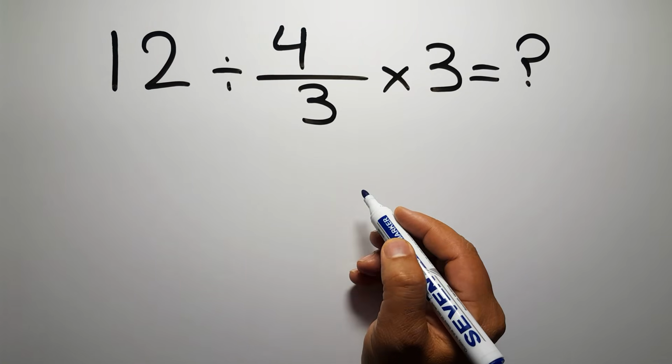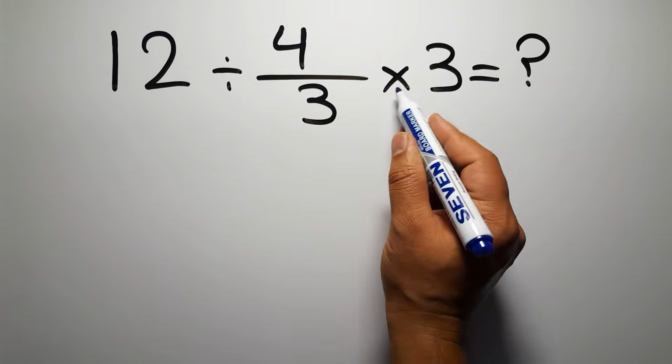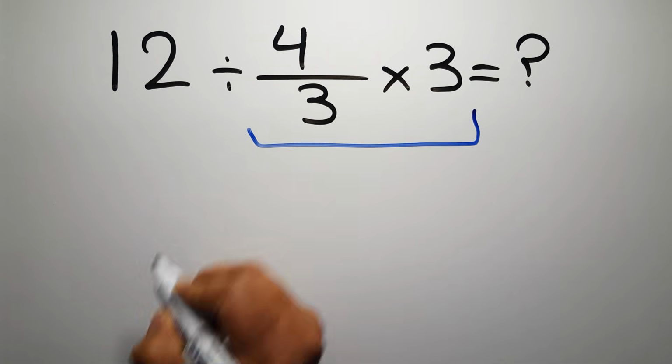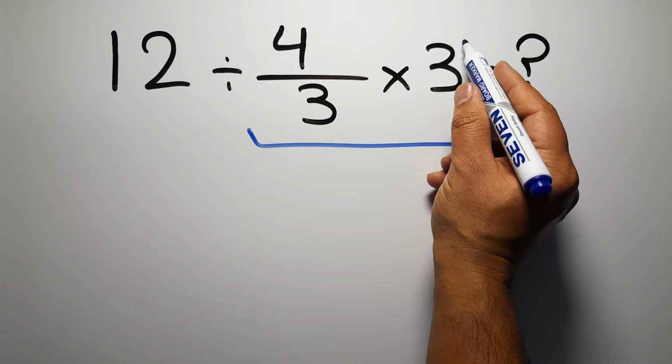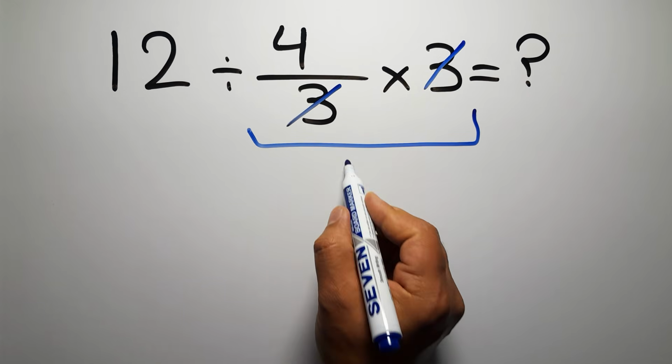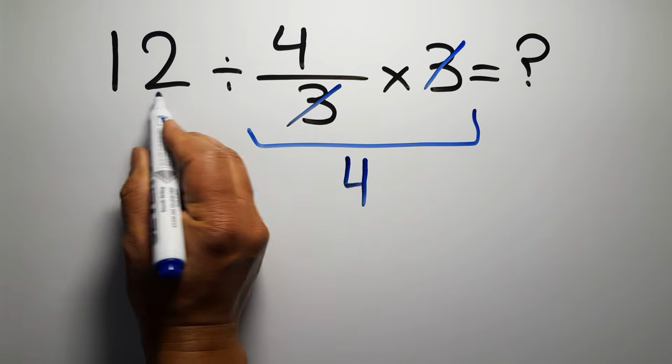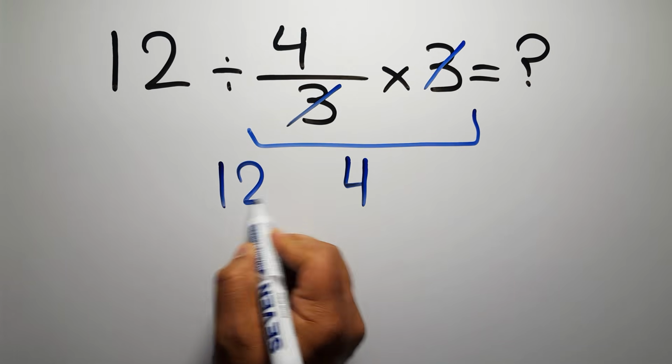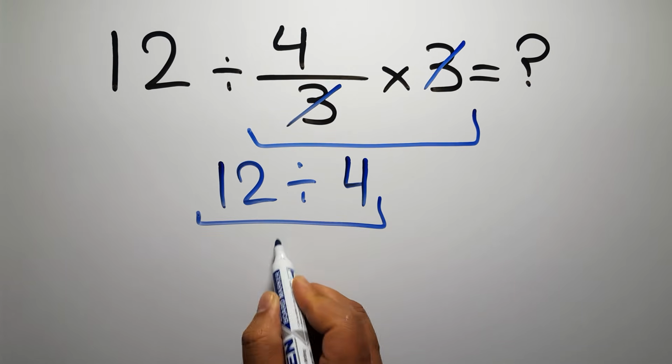First, we do this multiplication. 4 over 3 times 3. We can easily cancel this 3 and this 3. So here we have just 4. And 12 divided by 4 gives us 3.